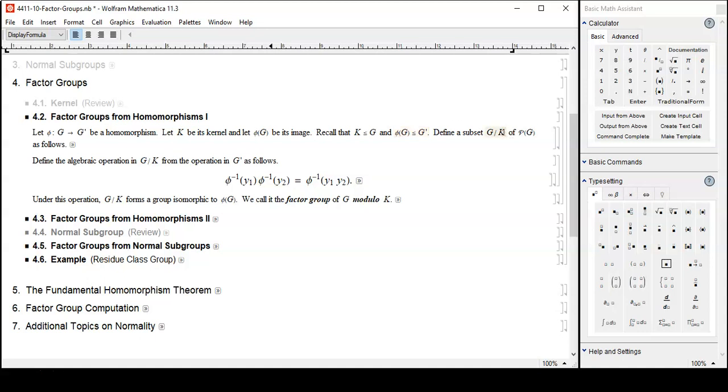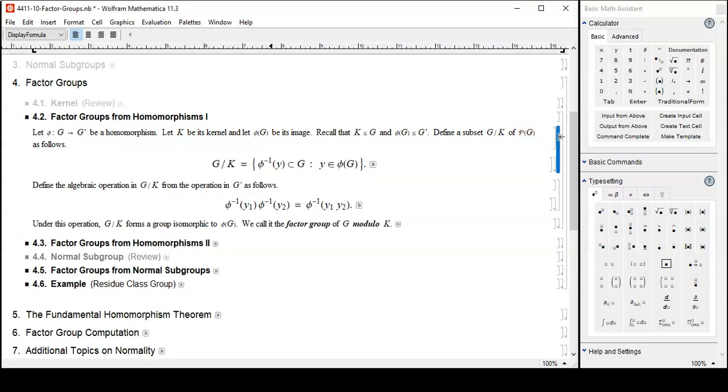Now define a subset G slash K, or G over K, of the power set of G. In other words, every element of this is a subset of G. So this thing is a subset of the power set, and we define it like this. G slash K is defined as the preimage of an element of the image set. Now, y is an element of the image, so y is a certain function value.